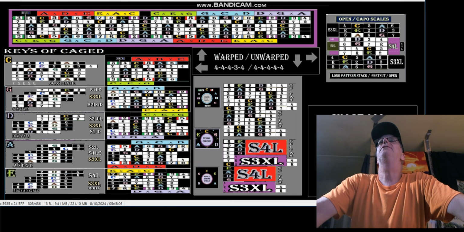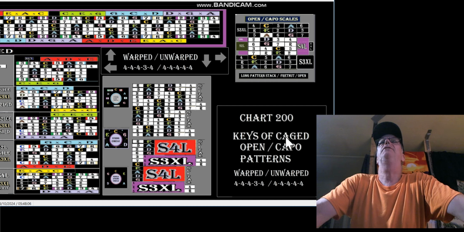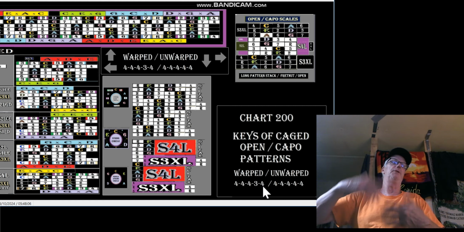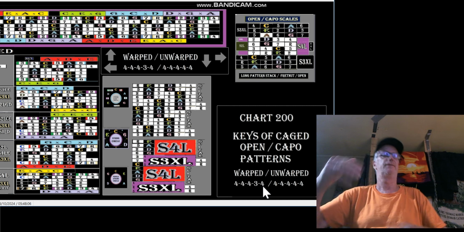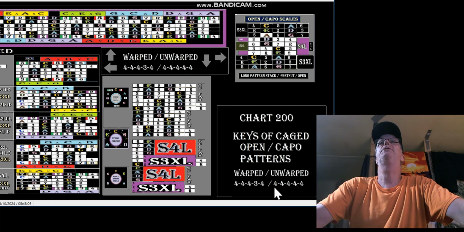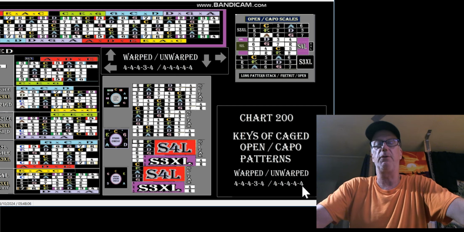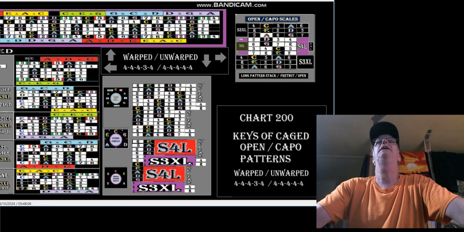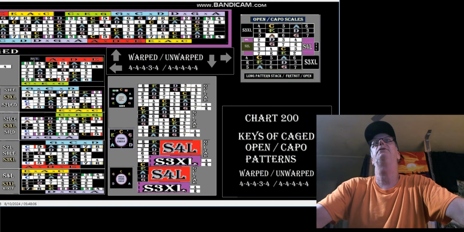So this is keys of cage, open capo patterns, warped, which is the normal tuning, fourth, third, fourth, in between strings, right? So there's only 5 intervals in between 6 strings. And then we have unwarped, which is all fourths between strings. So that's an interval between strings, so we only see 5 of them.